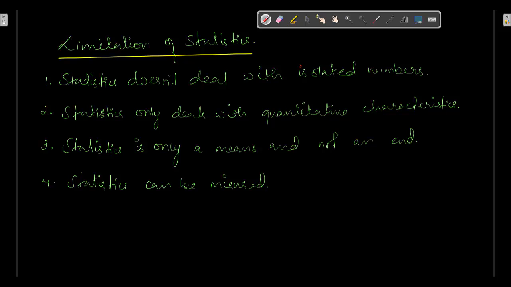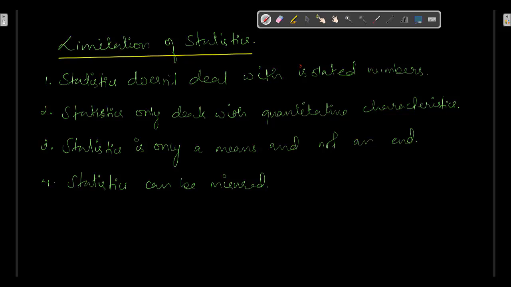The third one is statistics is only a means and not an end. When we talk about statistics, it is not the solution, it is not the result. It is only one way to come to an end. This is not the last solution. Number four is statistics can be misused. Selecting respondents as per choice, personal bias of the investigators, manipulating questionnaire or data in hand, and modifying results as per requirement are a few factors leading to misuse of statistics.